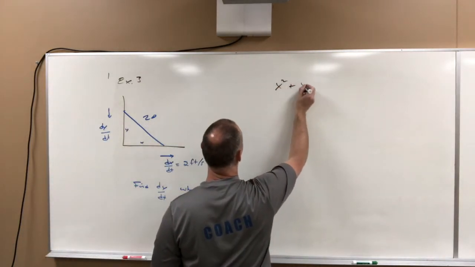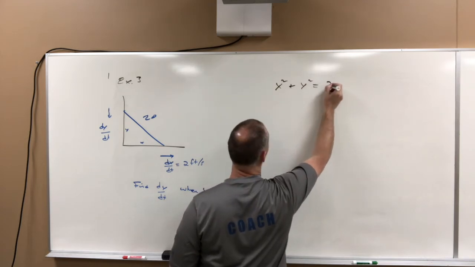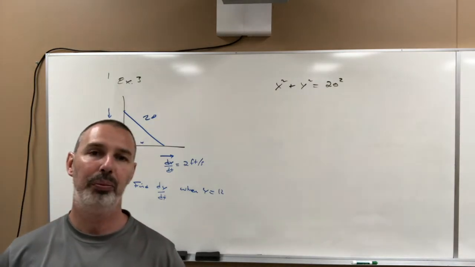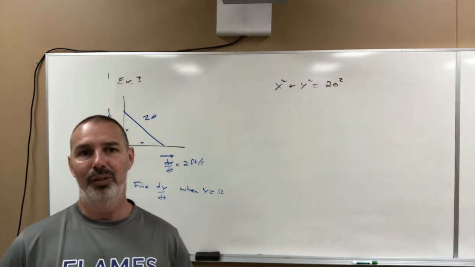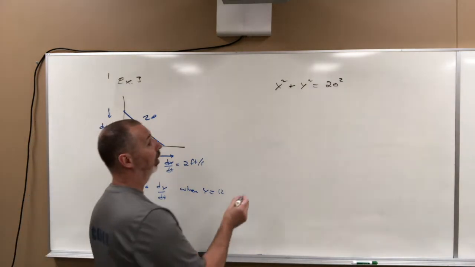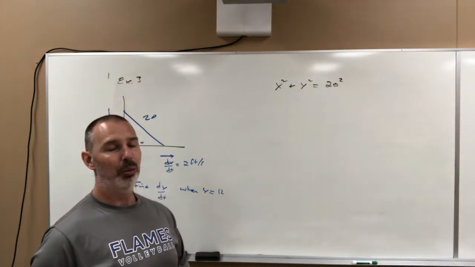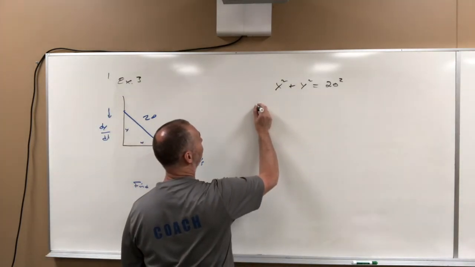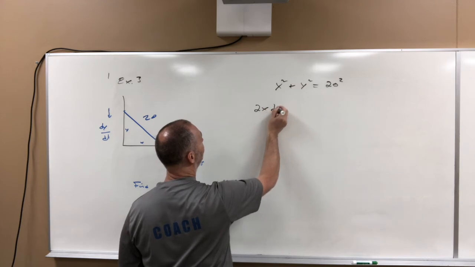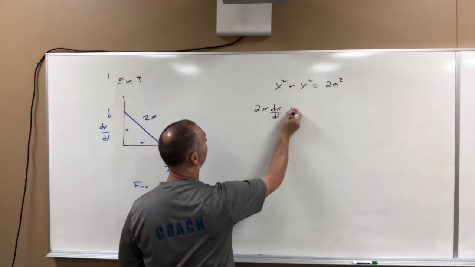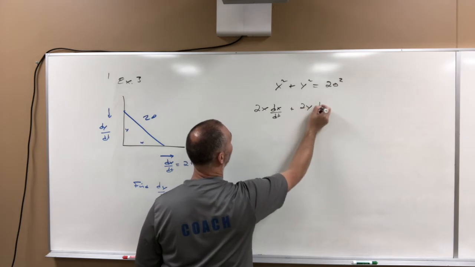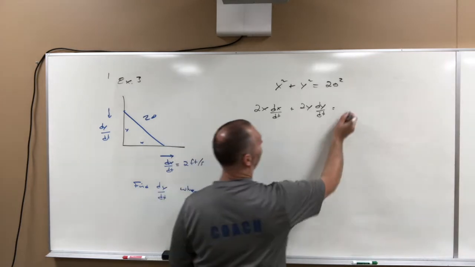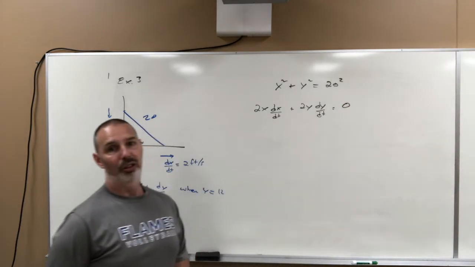We have x squared plus y squared equals, and in this case, the hypotenuse is 20, so we're going to write 20 squared right off the bat. Once we have our formula, we can now differentiate it. Again, we're differentiating with respect to time, so we're implicitly differentiating both variables. So implicitly differentiating this, we're going to get 2x to the 1 dx/dt plus 2y to the 1 dy/dt, and 20 squared is just a constant, so the derivative of a constant is 0.